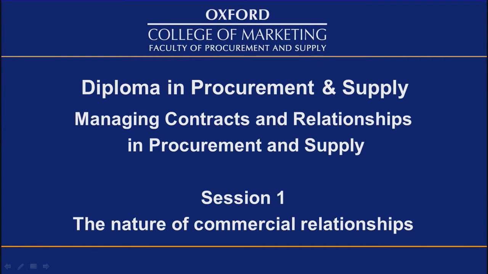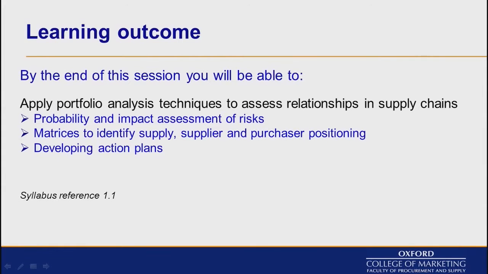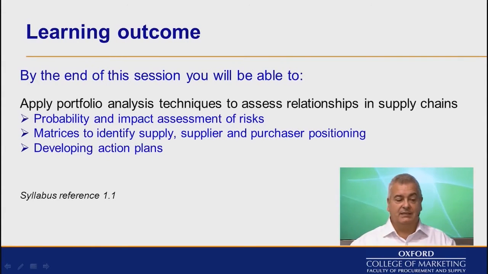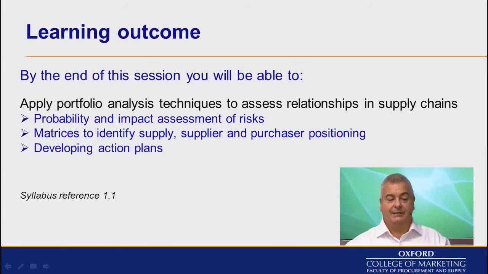So let's have a look at the first session, session one, the nature of commercial relationships. By the end of the session, you'll be able to apply a portfolio analysis technique to assess relationships in supply chains. And that's again a probability and impact of risk matrices, again to identify supply, supplier and purchasing positioning, and to develop action plans. There are three basic types of relationships.